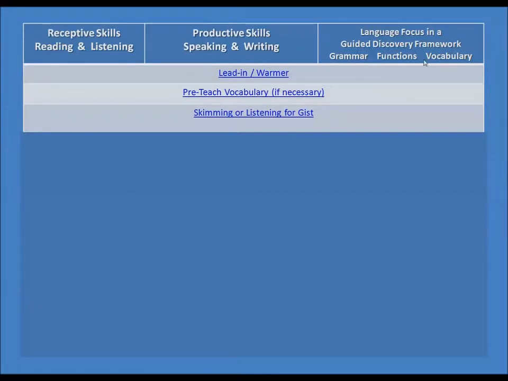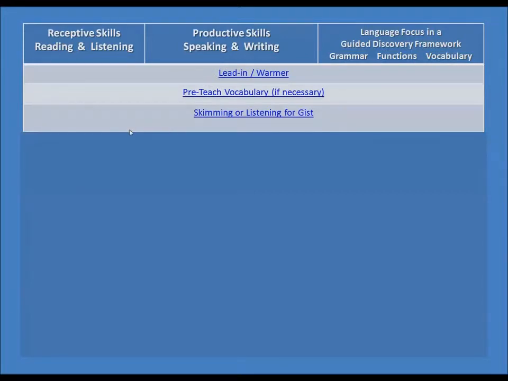And then in guided discovery, in language focused lessons, we would probably have again a text which embeds the grammar or the functions or the vocabulary that we're going to cover. Hence, they're sharing or having these three stages in common.